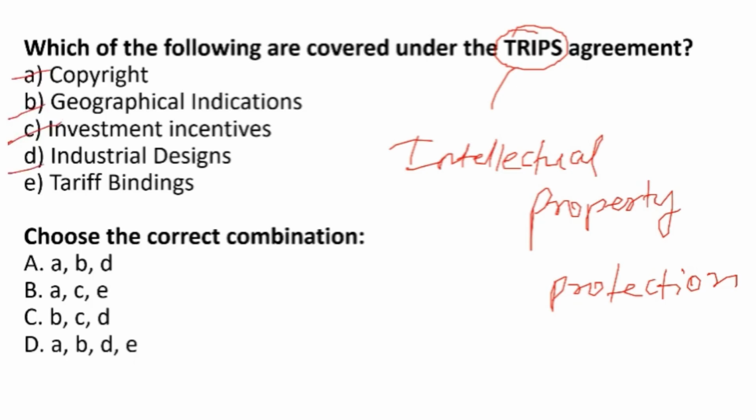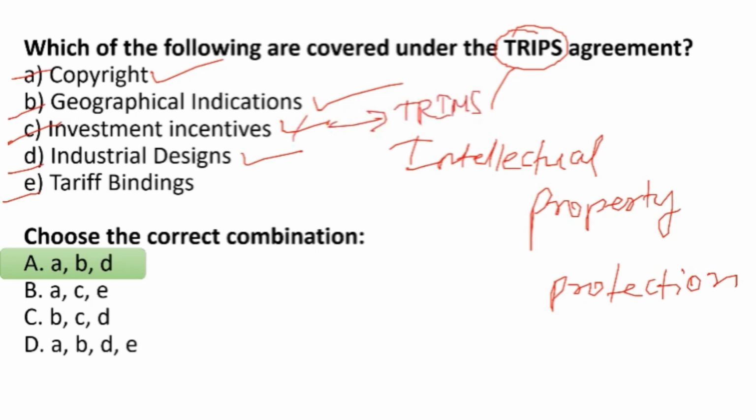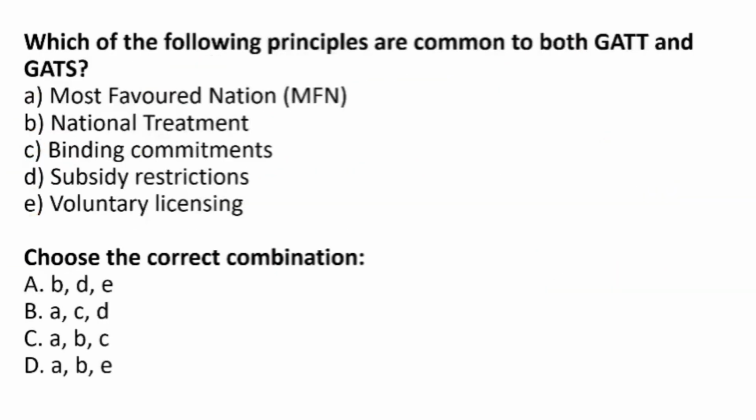So the right answer should obviously be A, B, and D, because copyright, GI tag, and industrial designs are covered in the TRIPS agreement. The rest, like investment incentives, are not covered because they relate to TRIMS, not TRIPS. And tariff binding is related to GATT, not TRIPS. Correct? So that is why only A, B and D are the correct answers. Understood? Moving to the next question now.